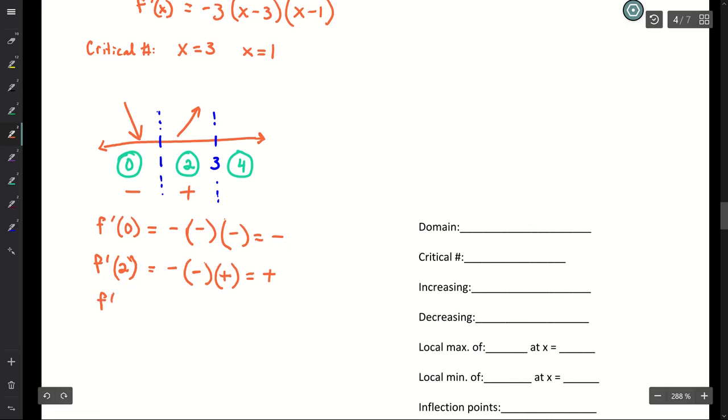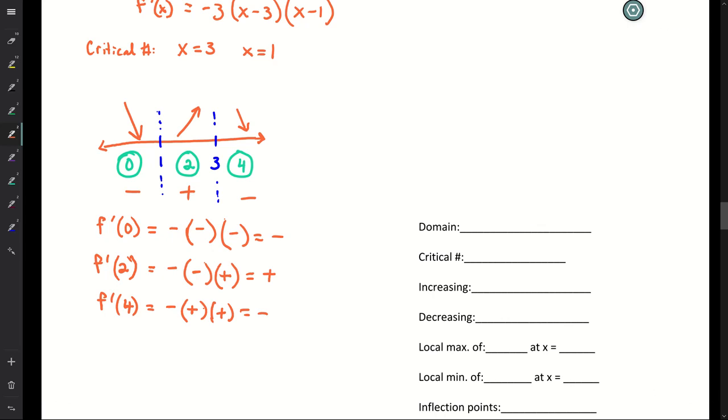All right, f prime at 4. So the first negative number in my derivative is negative no matter what. 4 minus 3, that's going to be positive. And then 4 minus 1, that's also going to be positive. So I have a negative multiplied by 2 positives. That's going to be negative. So negative there, indicating I am decreasing.